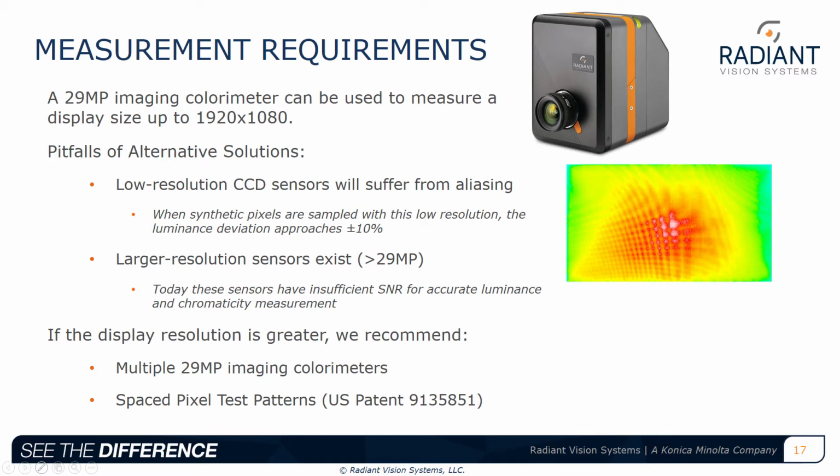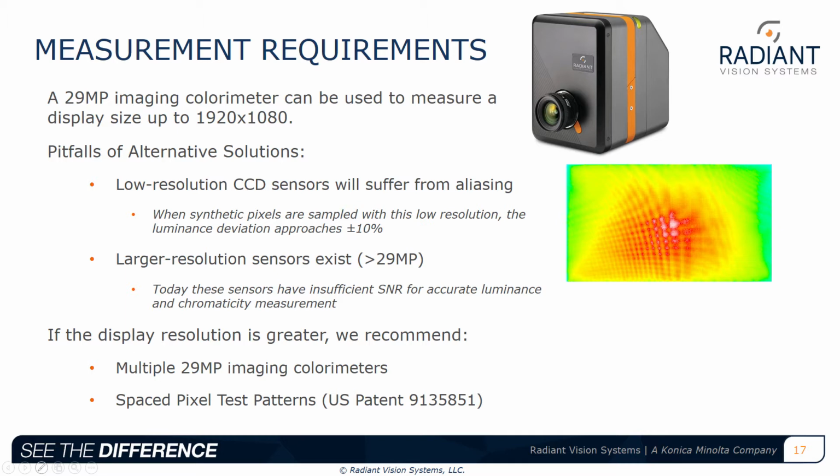Alternatively, a low-resolution CCD sensor being used to measure a high-resolution screen can result in relatively high measurement errors. The image on the right in the center shows aliasing, which is an artifact of this. This aliasing can cause errors up to 10% or higher when attempting to estimate the luminance of an individual pixel within the display.